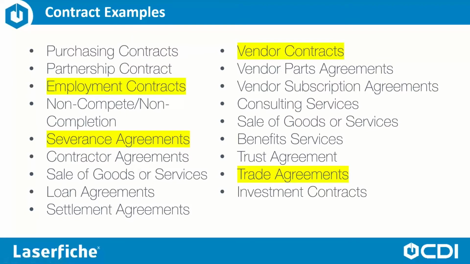So again, Laserfiche can be used to automate really any type of contract. You can, again, set up your process in a number of different ways. It just kind of depends on what you're looking for and what needs you need to have fulfilled. So here's just some of the contract examples: purchasing contracts, vendor contracts, sale of goods and services, trade agreements, all kinds of different types of contracts can be automated in all kinds of different ways within Laserfiche.